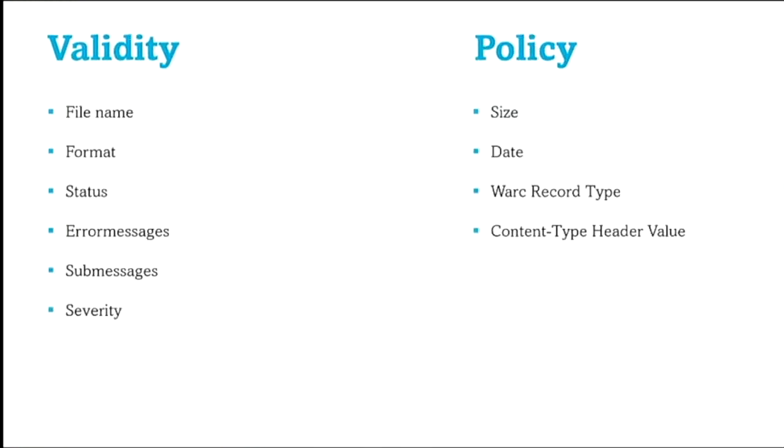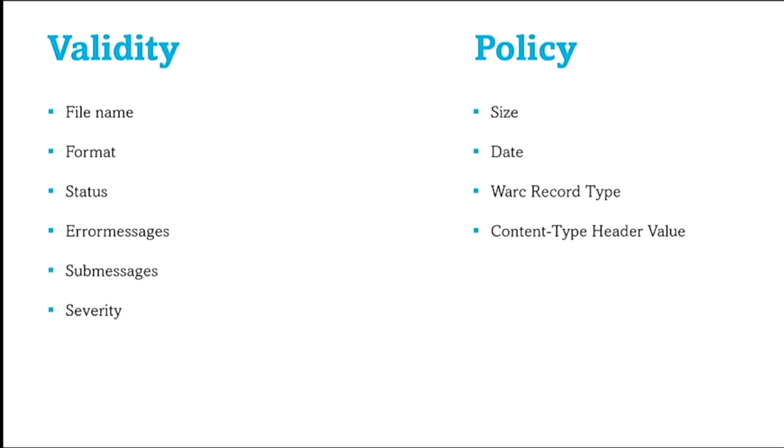Very smooth again. So for validity, we specify what we want to have from the WARCs. So we want to have the file name, of course, logically. We want to have the format, because that also helps us for the future if we're doing different formats. The status, is it well formed and valid? That's from the JHOVE tool.